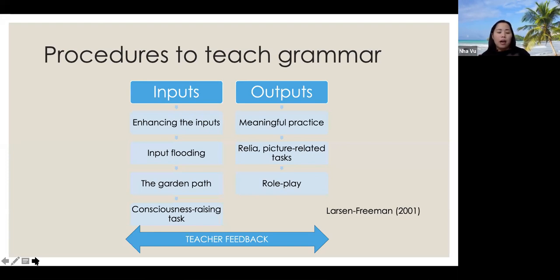And she recommends some activities or techniques that we can do to teach students grammar, like enhancing the input. Enhancing the input means you put a lot of examples of the grammar structure that we need the students to learn. Also, input flooding is a similar thing. That means they put a lot of examples for the students to learn.